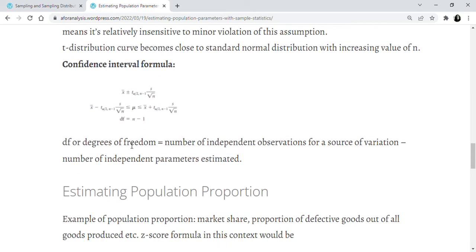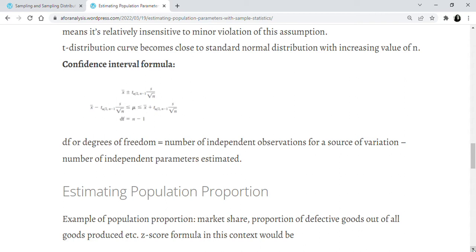Now for t-distribution we need one more thing. Along with the confidence interval, we need the degrees of freedom as well, which is the number of independent observations minus the number of independent parameters estimated. Usually degrees of freedom is equal to n minus 1, or the sample size minus 1. Here n is the sample size and 1 is the number of parameters we are estimating. So the number of parameters is just 1, and this becomes n minus 1.